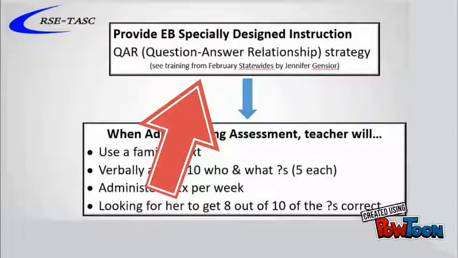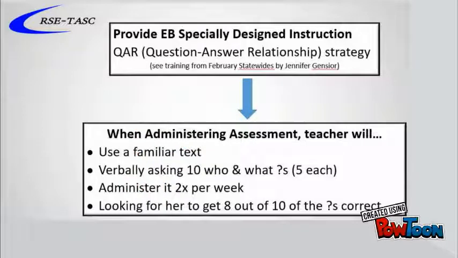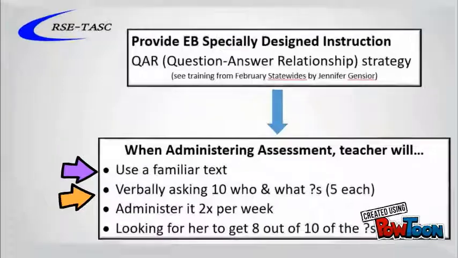After I've provided SDI, I will administer the assessment that I identified in the goal. I will have Lacey read a familiar text and then verbally ask her 5 who questions and 5 what questions. Of course, I will do this 2 times a week. Each time I do this, I will be looking for her to get 8 out of 10 correct. After administering the assessment, I will plot the results on a graph.